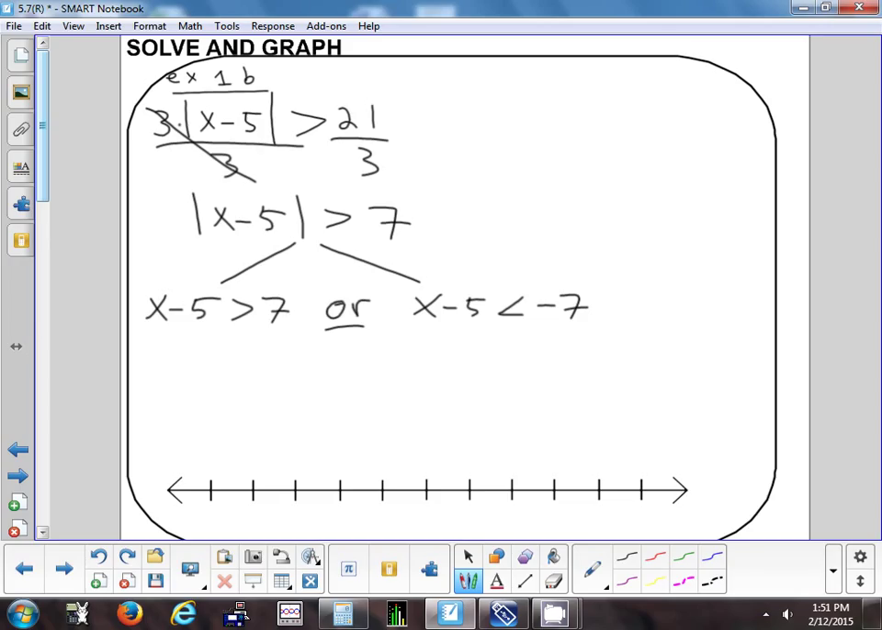Add 5. Add 5 where else? To the 7. And what does that give me? That'd be just x is greater than 12. Okay, what am I going to put down right here, just so I don't forget it? Or. Yeah, let's write or again. Let's put it right away so we don't forget it. X is greater than 12. Okay, next one. Who can tell me, what do I do here?